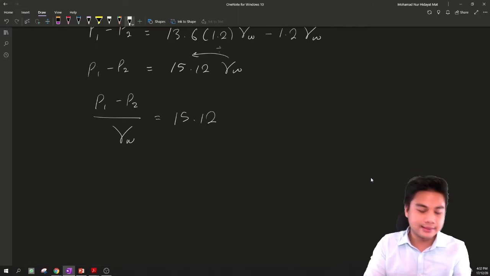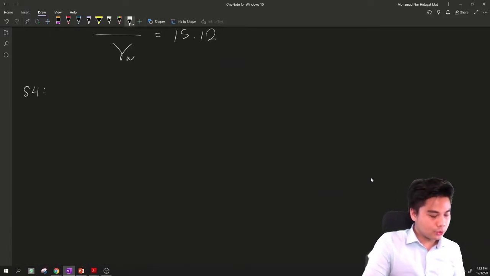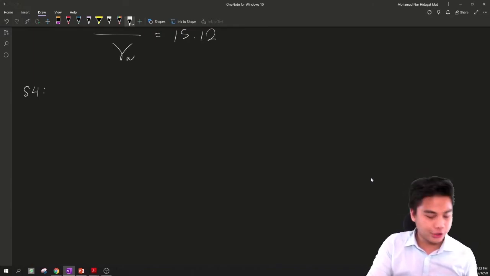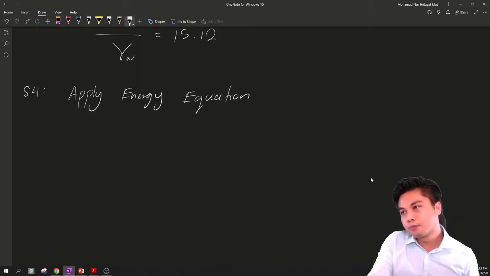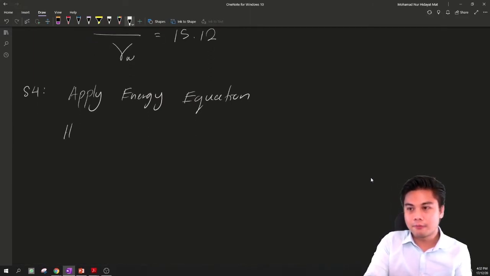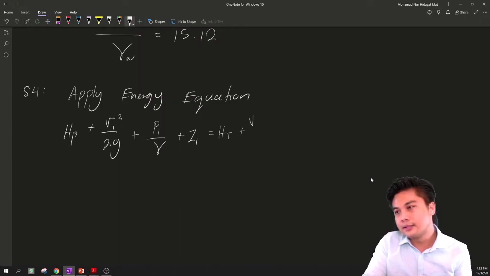So the next step, step number 4, is where we need to apply the energy equation, which is head of pump plus velocity 1 squared over 2g plus pressure 1 over gamma plus Z1 equal to head of turbine plus velocity 2 squared over 2g plus pressure 2 over gamma plus Z2 plus head loss.